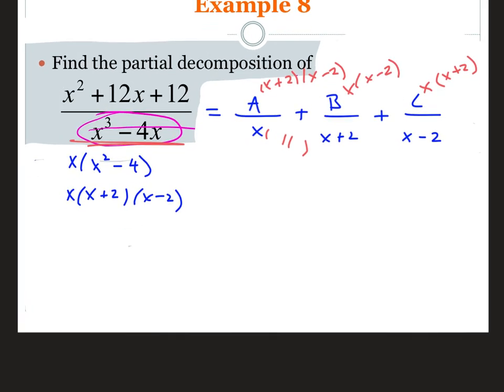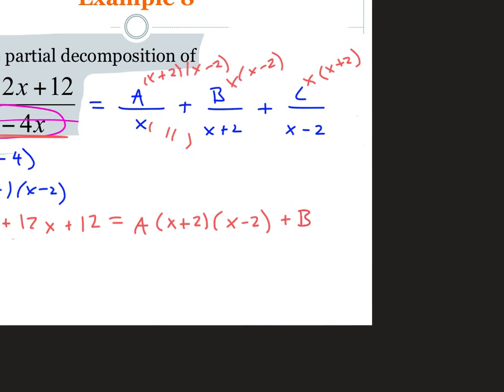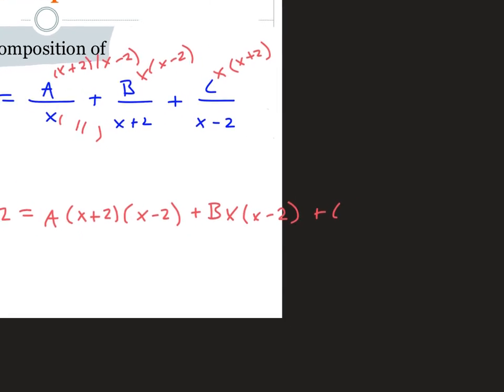So now we just have to write it out. So x squared plus 12x plus 12 is equal to a times x plus 2 times x minus 2 plus b times x times x minus 2 plus c times x times x plus 2.